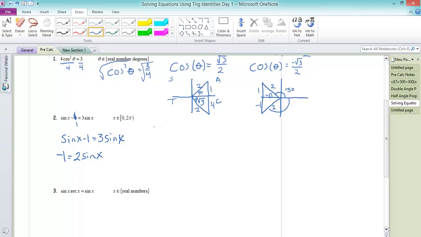So sine x is equal to negative 1/2. So I'm going to take the arc sine of the sine of x and the arc sine of negative 1/2, or I'm going to find the degree, or the radian measures between 0 and 2 pi that give me a sine of negative 1/2. So in order to do this, I draw my triangle again, and sine is negative in the third and fourth quadrants because all students take calculus.